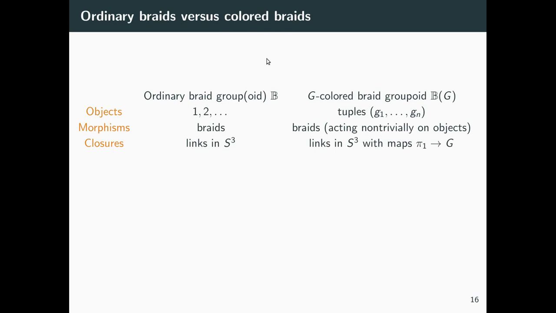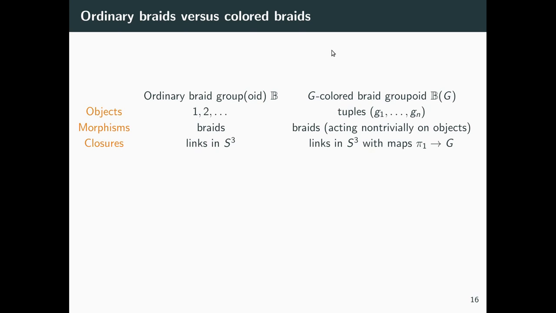Here's the ordinary braid group, or groupoid. It's a category with objects, natural numbers, which keep track of how many strands there are. The morphisms are braids, so like a braid on two strands is a morphism from 2 to 2. And if you take closures of braids, you get links in S3.